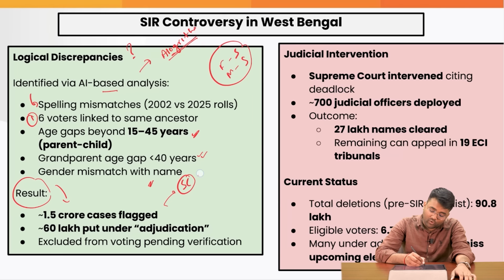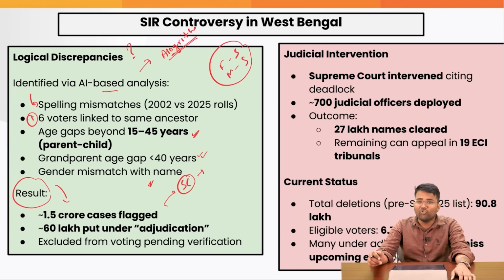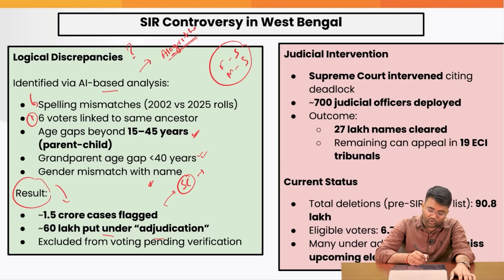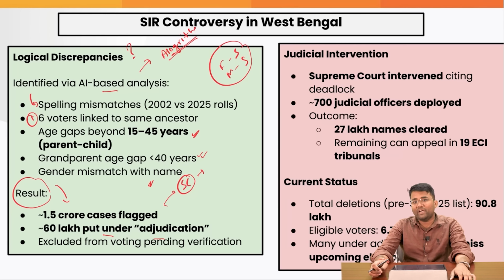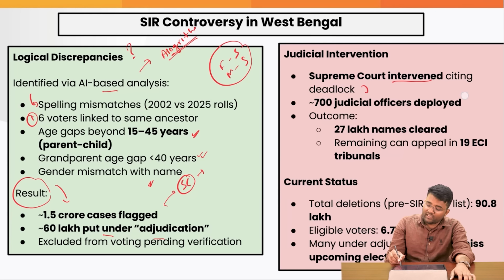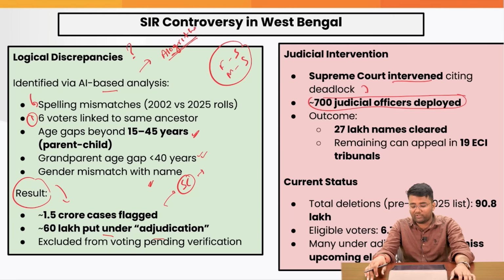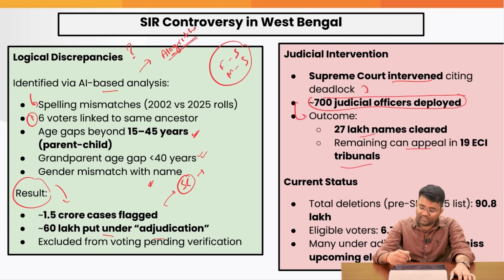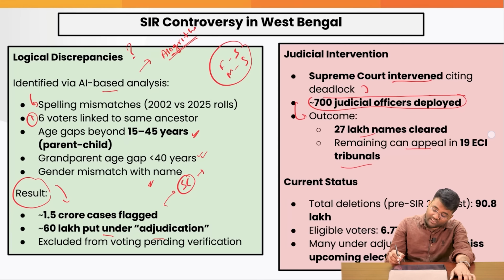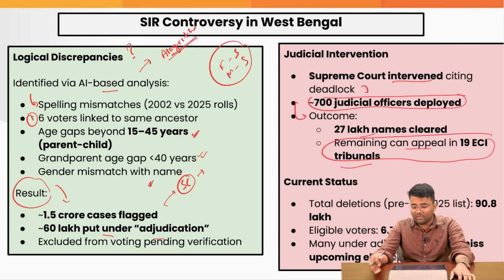But after the Supreme Court order that judicial officers should verify again, 60 lakh names were put under adjudication, excluded from voting pending their verification, which will be done in a dedicated tribunal. The Supreme Court intervened citing deadlocks, and after the efforts of the Calcutta High Court, 700 judicial officials were deployed based on the order of the Supreme Court. The outcome was that 27 lakh names were cleared, and the remaining can appeal in the 19 ECI tribunals. But if the decision does not come within a few days, these people might find it difficult to cast their votes in the upcoming assembly election in West Bengal.